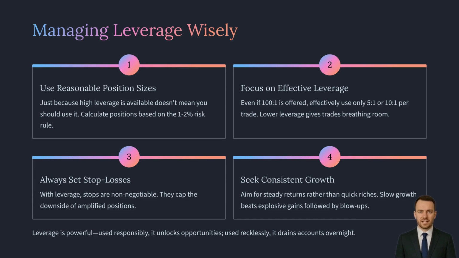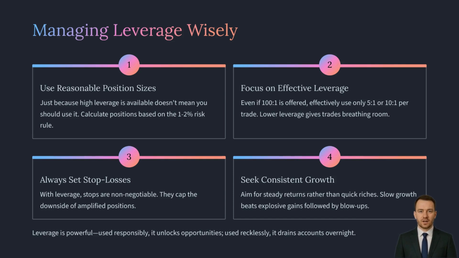Focus on effective leverage. Consider the ratio of your total open positions to your equity. Even if 100-to-1 leverage is offered, you might choose to effectively use only 5-to-1 or 10-to-1 on any trade. It's better to err on the side of lower leverage, especially as a beginner. This gives your trades more breathing room for the market to move normally without hitting your stop immediately.